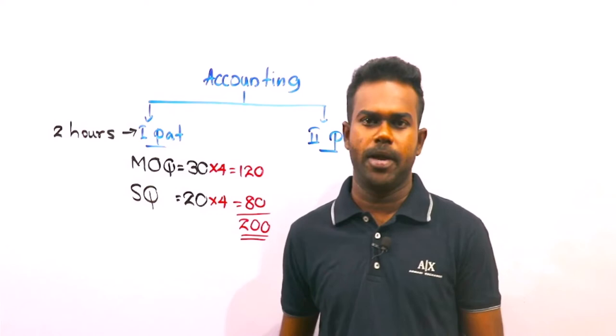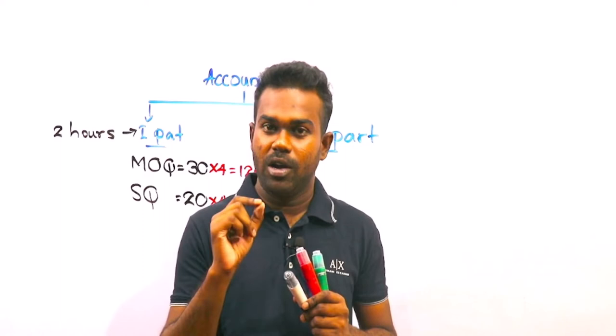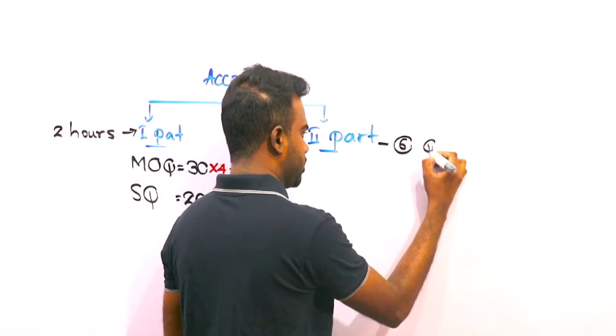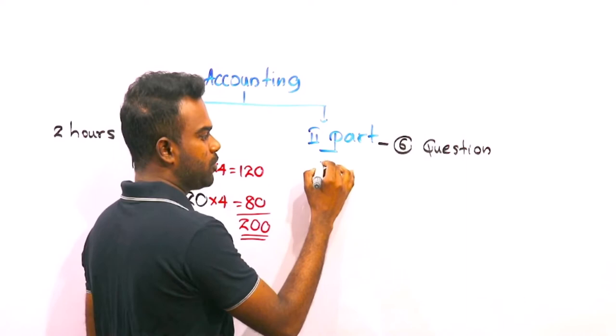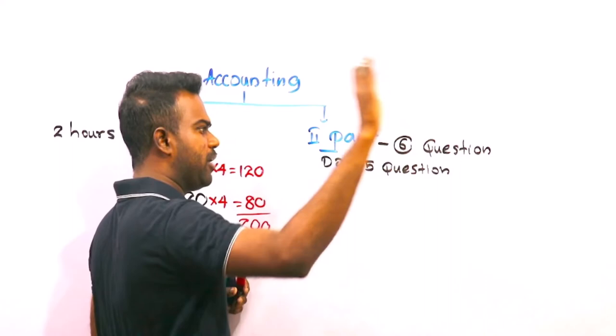When I was doing A levels in 2015, in my A level paper there were 7 questions, and I had to do only 6 questions. But now, you have to do only 5 questions. You have to skip 1 question. If you can't understand, you can give up 1 question and only do 5 questions.